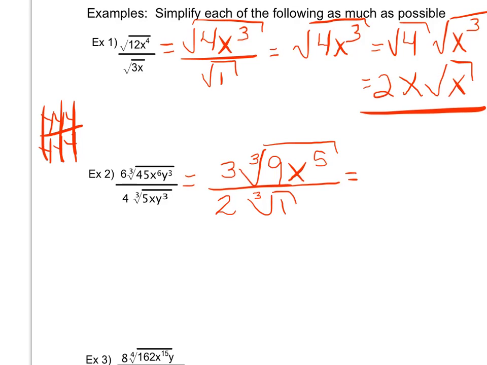Well, what number multiplies by itself 3 times? Isn't 1 times 1 times 1, 1? Well, then the cube root of 1 is just going to be 1, and 2 times 1 on the bottom is going to leave me with just 2 on the bottom.